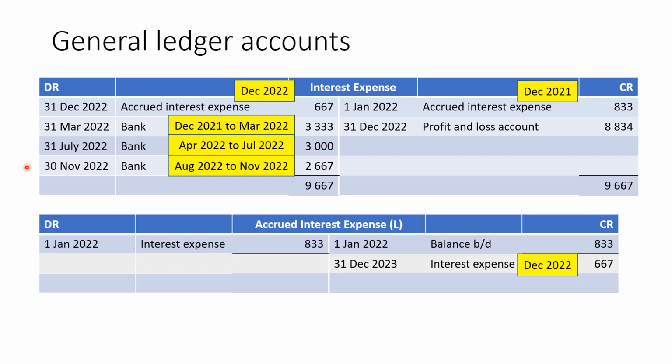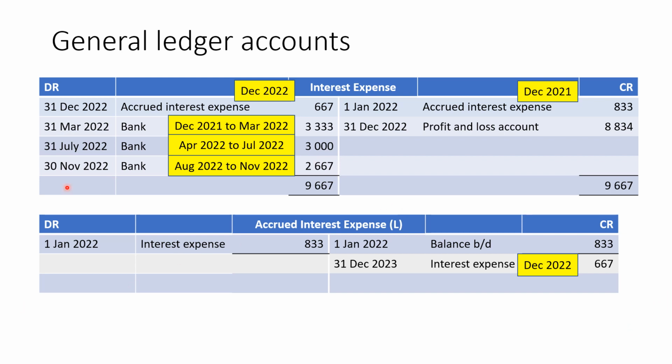So finally, remember, we've already done this entry. We had to also account for December because December hadn't been paid. So December got debited when we did our original entry for the adjustment at the end of the year. We debited interest expense and credited the accrual because that's the only amount that is still owing for interest. Everything else has been paid.